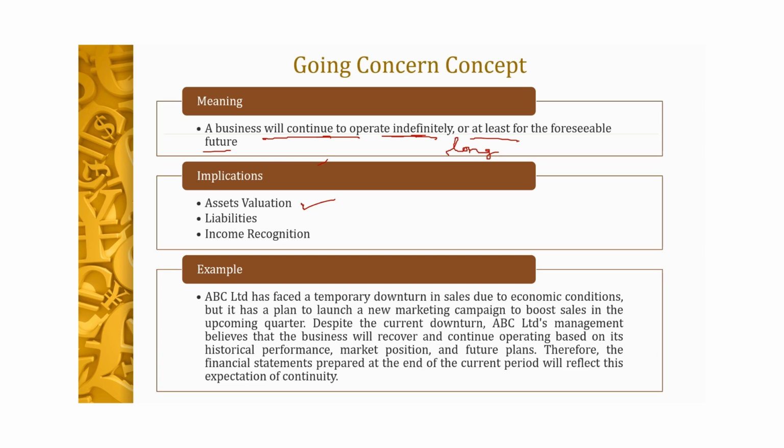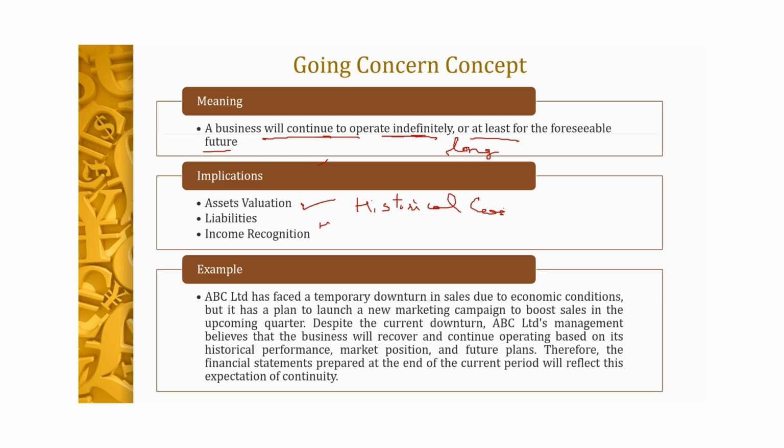Asset valuation, what does the concept say? This means क्योंकि हमने going concern concept follow किया है तो it means हम assets को उनके historical cost पे mention करेंगे. This is the major implication of going concern concept. हिस्टोरिकल कॉस्ट मीन्स उसकी जो हिस्टोरिकल वैल्यू है उसके ऊपर हम उसको वैल्यू करेंगे, ना कि हम उसको फेयर सेलिंग प्राइस पे वैल्यू करेंगे.